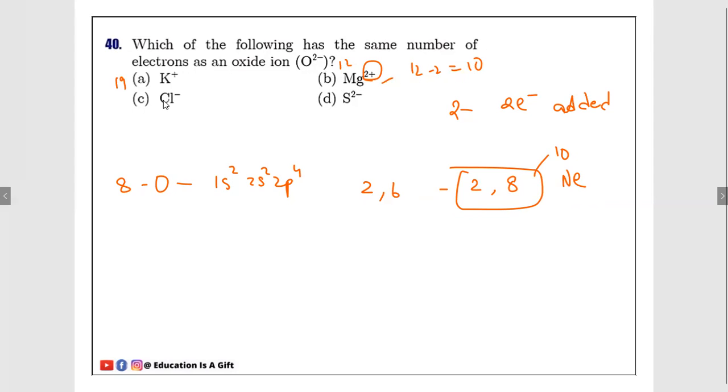Let us compare these two also. Chlorine, argon, potassium. Chlorine is 17. What is the meaning of minus? 1 electron got added. It will become 18. Potassium is 19. Plus in the sense 1 electron removed. It will become 18. Here, sulfur. Sulfur, chlorine, argon. Sulfur is 16. 2 minus means 2 electrons got added. So it will become 18. All these will become 18 except magnesium. It will become 10. So the answer is B, magnesium.